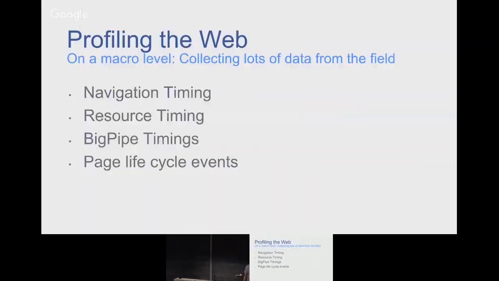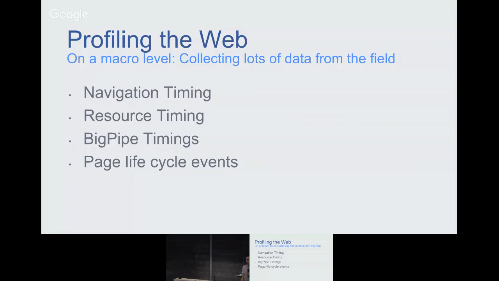So the way we collect this data, there are two different views for looking at perf data: the macro data collection from the wild, and then the more micro stuff. On a macro level, it's really important that we collect data from the field, because we're never going to get the blend of malware, extensions, and low performance or older hardware that our users have in the lab setting. So it's really important that we collect a lot of data from the field.